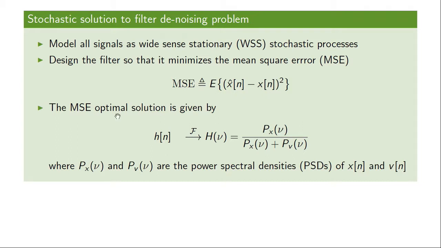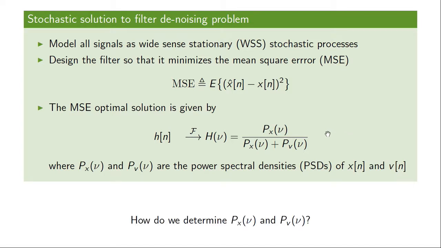And what the classical Wiener theory tells us is that the impulse response of such a filter should have a discrete time Fourier transform which is the ratio between the desired signal's power spectral density and the measured signal's power spectral density, which in this case is just the sum of the desired signal's power spectral density and the noise power spectral density, assuming that the desired signal and the noise are stochastically independent of each other.